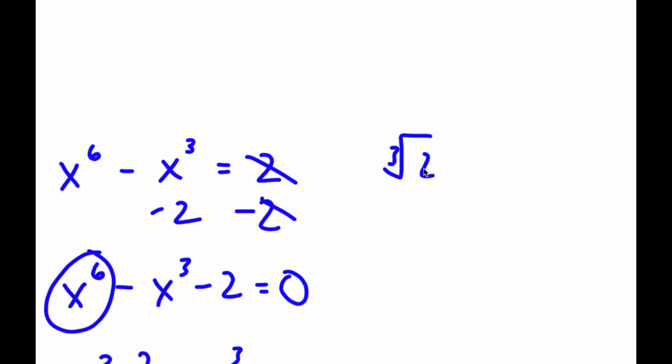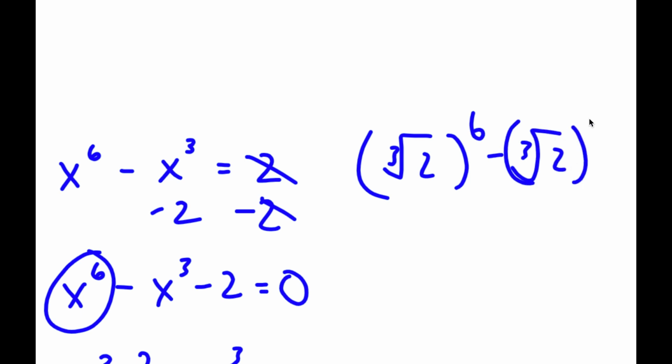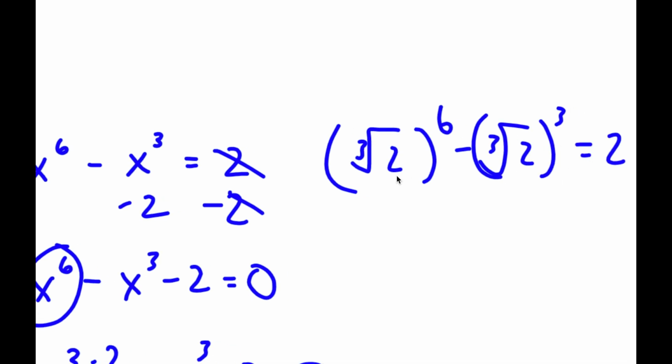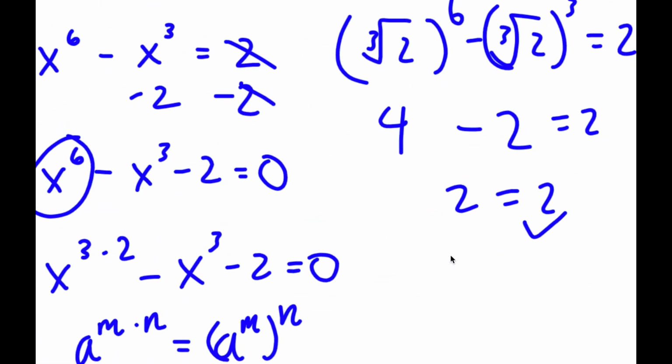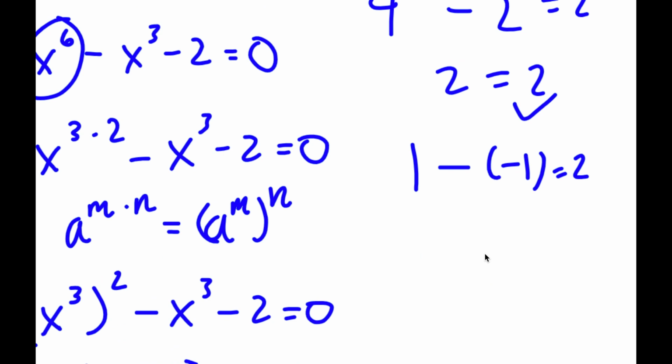So first, the cube root of 2. So the cube root of 2 to the power of 3, that's simply equal to 2. And the cube root of 2 to the power of 6 is 4, so I have 4 minus 2 equals 2, and 2 equals 2, so this is right. And negative 1, I have negative 1 to the power of 6, which is 1, minus negative 1 to the power of 3 is negative 1. 1 minus negative 1 is 2, so I have 2 equals 2, so both solutions are right.